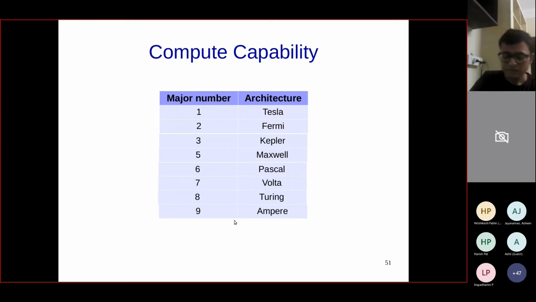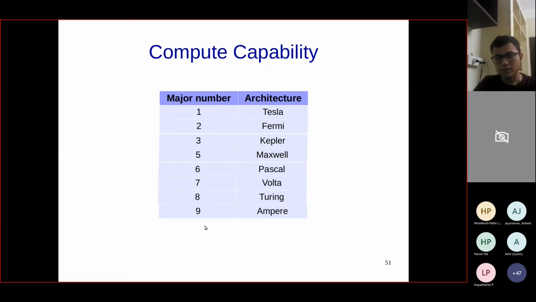If you see the Ampere family of GPUs, they are given version number 9. Ampere will support all the features that are supported by all its predecessors. Please note that Ampere will support all the features supported by its predecessors, because it has a higher major number. It's the latest family of GPUs. Based on the major number, it might support additional features. So the higher the major number, the more additional features it might support.